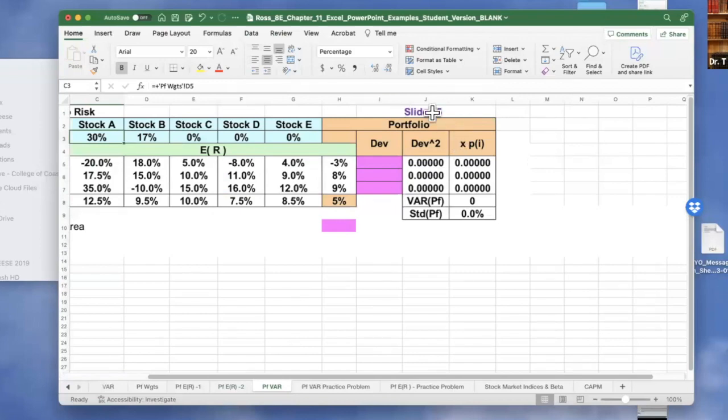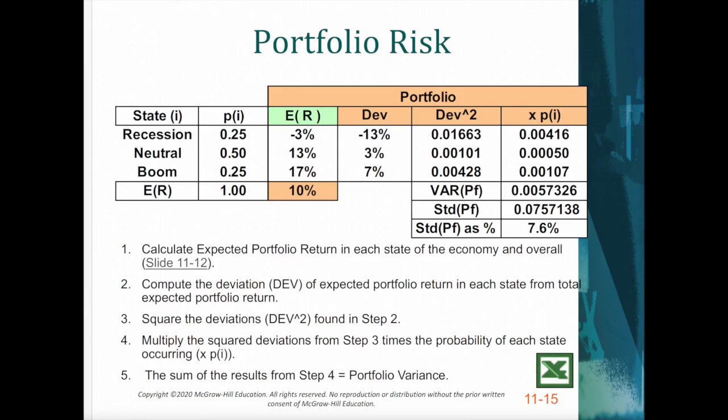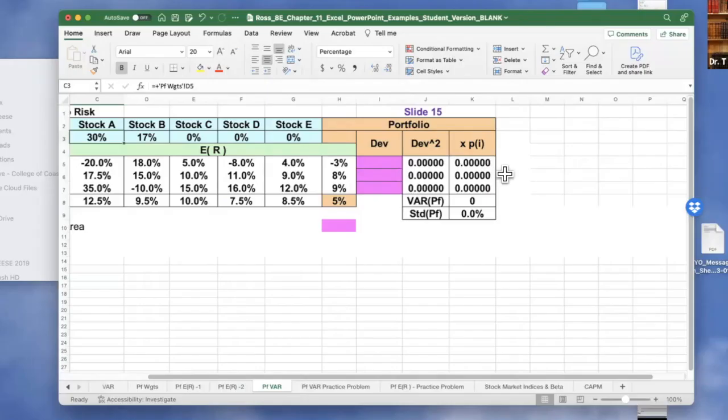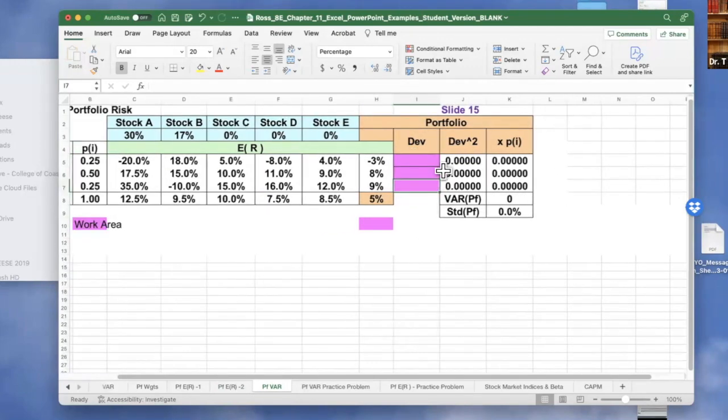Now, slide 15 corresponds to this portfolio variance worksheet. So in other words, we can calculate a standard deviation for a portfolio as well as for a security. Now again, all you need to do is put in the correct formula here in these pink cells right here, cells I5, I6, I7. Do not change any of the formulas in any of the other cells.